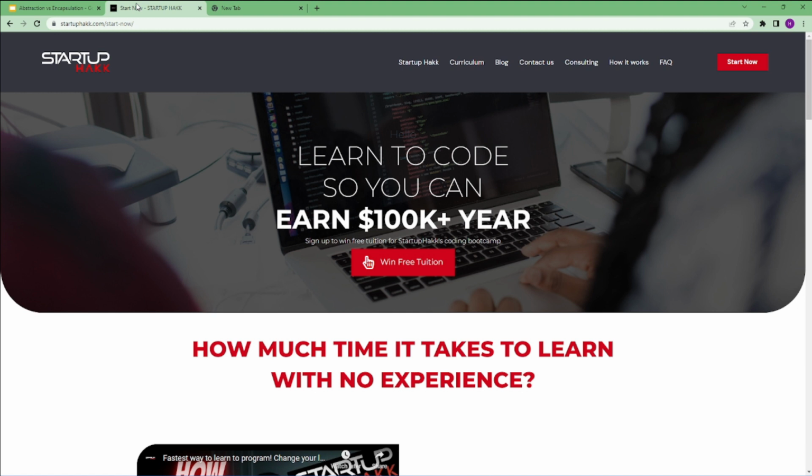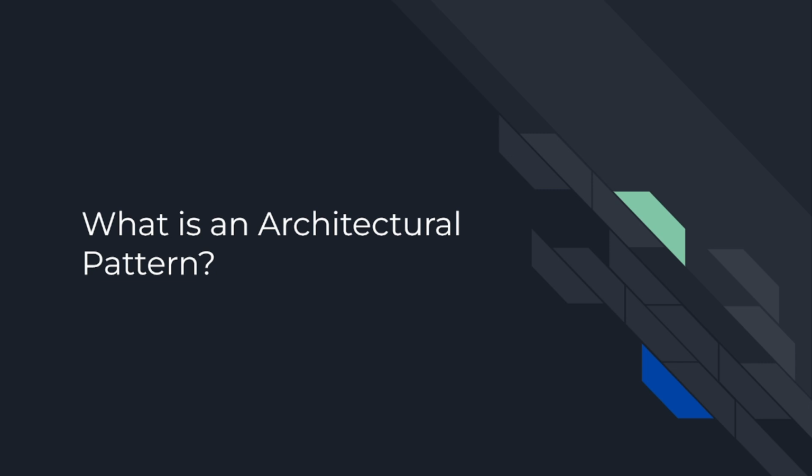So let's get started. Before we go towards each pattern, we will see what an architectural pattern is. An architectural pattern is a general reusable solution to a commonly occurring problem in a software architecture within a given context. Architectural patterns are similar to software design patterns but have a broader scope.